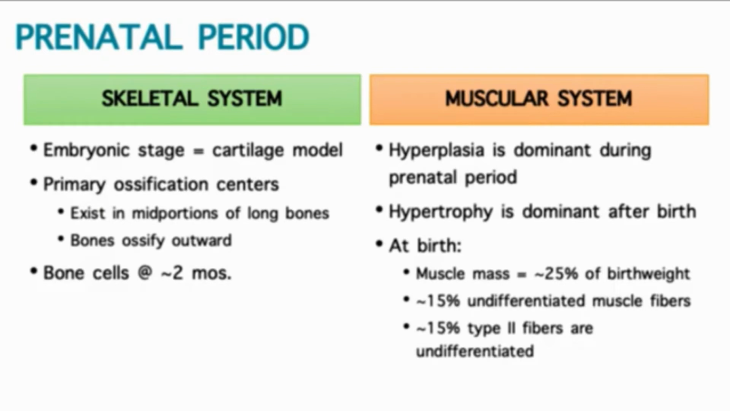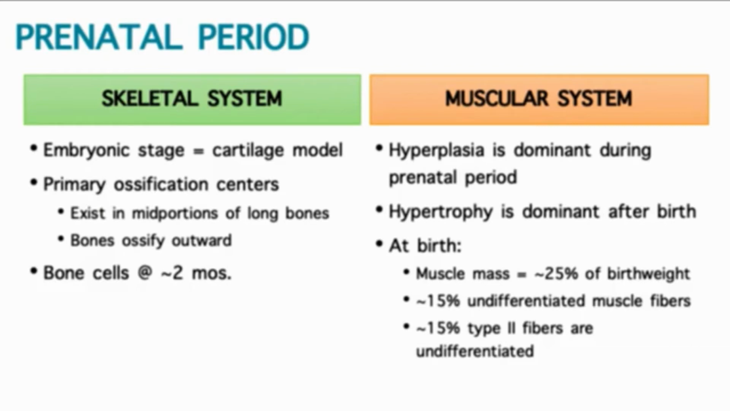So again, kind of the beginning of the fetal period is when you start to actually see bone within the fetal structure. For the muscular system, remember last week we introduced two terms, hyperplasia, which is increasing the total number of cells, and hypertrophy, which is increasing the size of a given cell. So both of these are occurring in the prenatal period. Hyperplasia, however, is more dominant during the prenatal period versus hypertrophy, which is more dominant after birth.